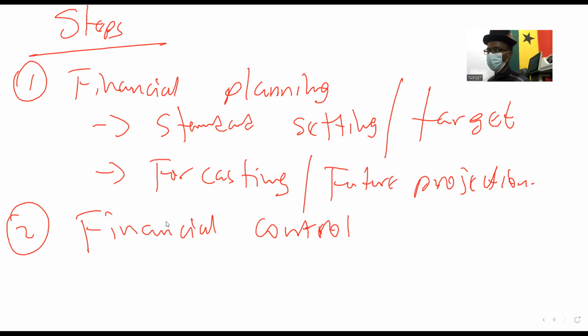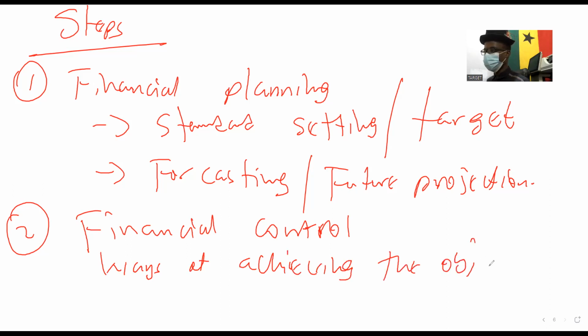Just a second, friends online. Now, the financial control is about what? Finding ways to achieve objectives. So control simply means ways of achieving the objectives or the targets. So here too, it's about setting of objectives.